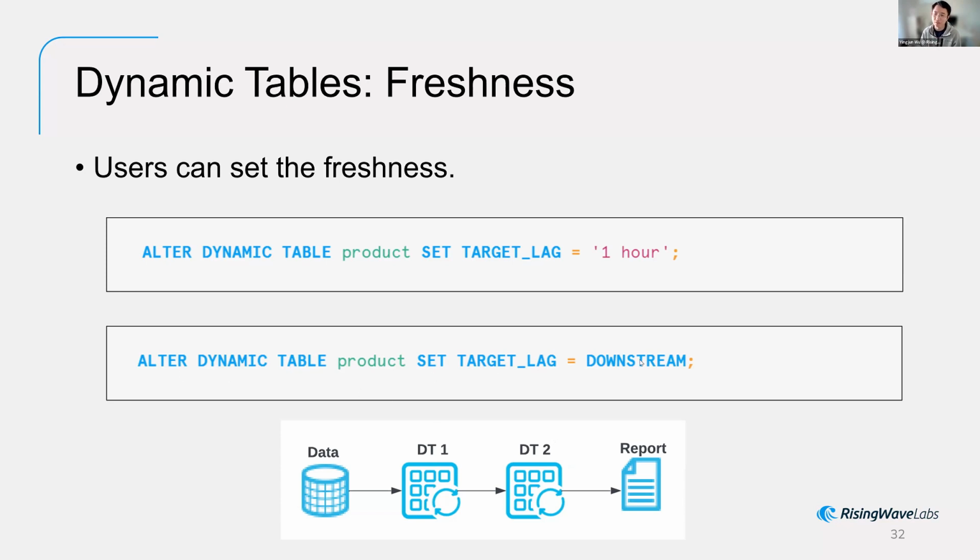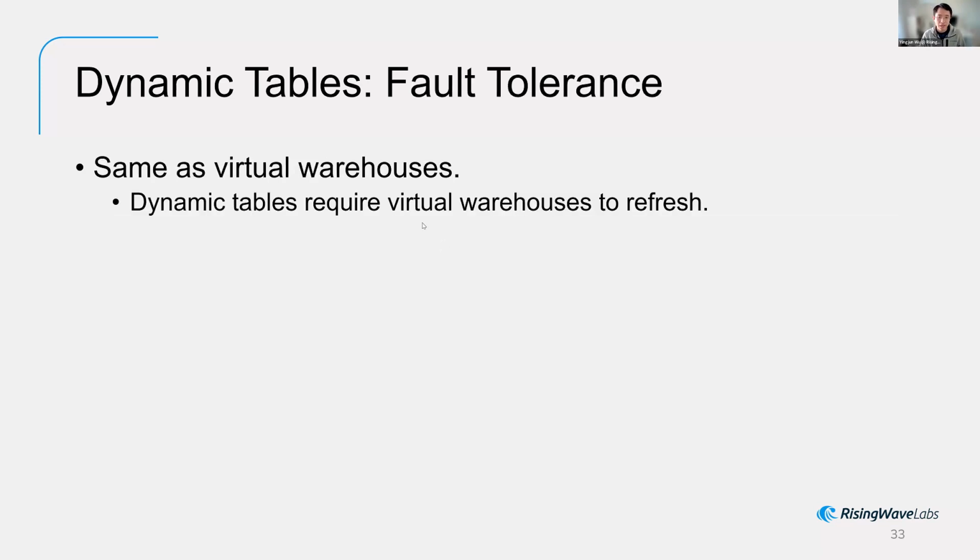So using this query, you can automatically refresh the DT1 dynamic table, the upstream dynamic table, whenever dynamic table 2 is refreshed. So that's the freshness. That's how you can set freshness, right? And what about the fault tolerance?